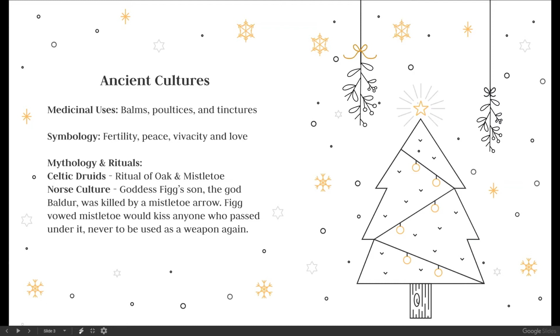Then in Norse culture, they had a myth, or now we believe it to be a myth, that the goddess Frigg's son, the god Baldur, was killed by an arrow made of mistletoe. And after he died, Frigg vowed that mistletoe would kiss anyone who passed underneath it, and that it was never going to be used as a weapon again. So you can kind of see how that history has adapted and changed over time into how we use it.